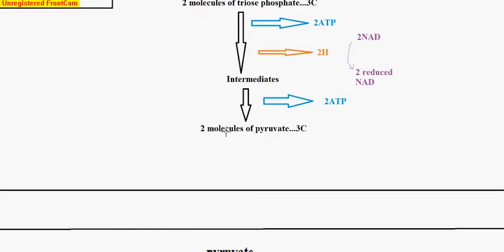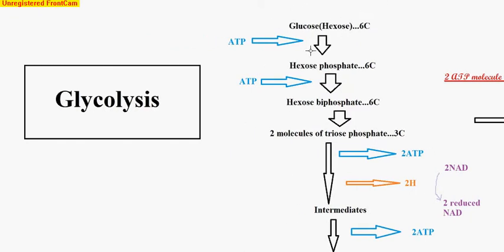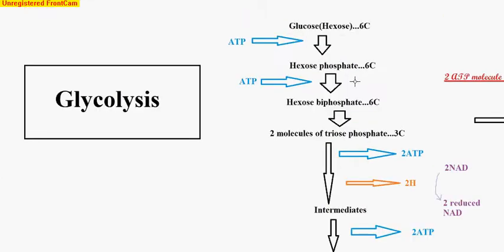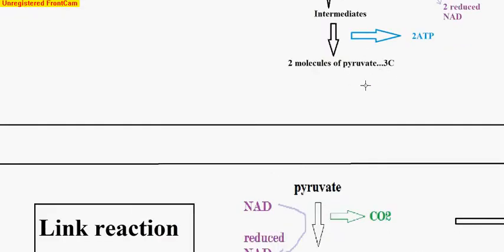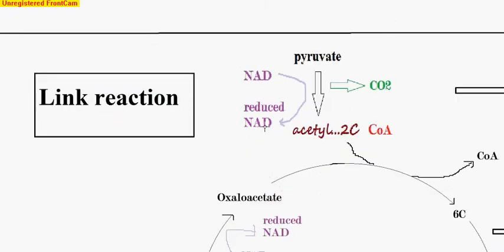Hope that is understood. Now let us come to this. The glycolysis starts with glucose and ends up with pyruvate. We have triose phosphate in between. It breaks down, then it changes to pyruvate, which is also 3C like triose phosphate. And then we enter with the pyruvate in the link reaction. In the link reaction, the pyruvate reduces NAD to reduced NAD, and decarboxylation takes place, so carbon dioxide is removed.